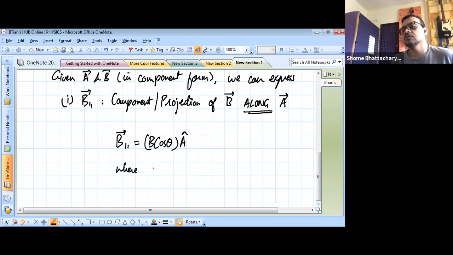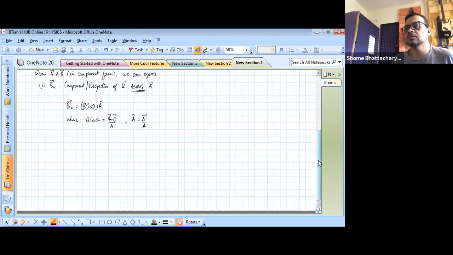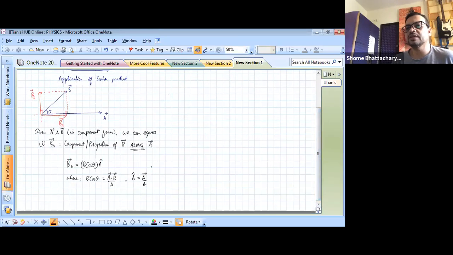Here B cos theta is calculated using the formula A dot B divided by mod A, and A cap is calculated by dividing the vector A by its own magnitude. Okay. So this is how we find the component along the vector A. B's projection or component along the vector A is calculated using this formula.